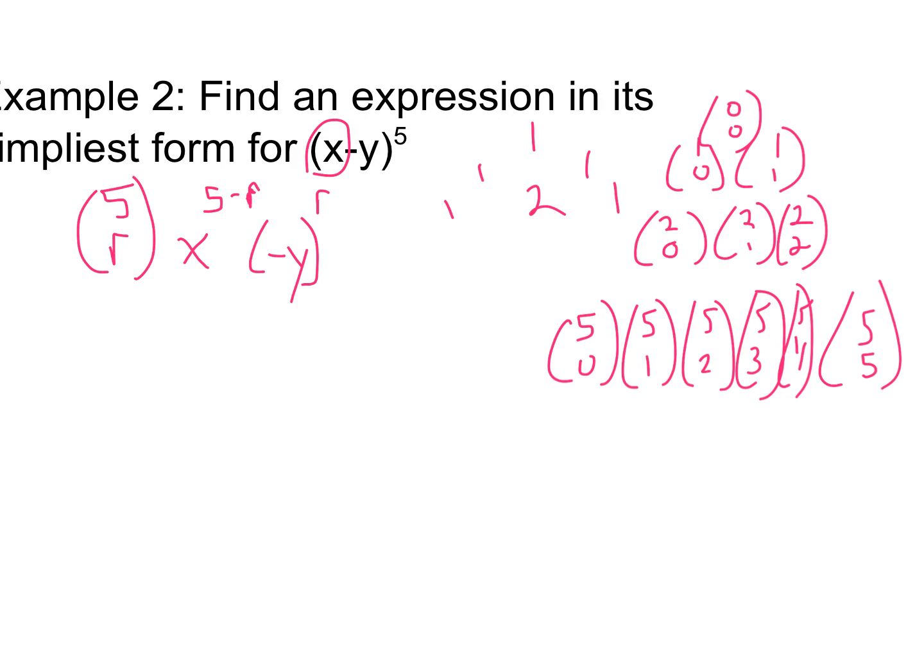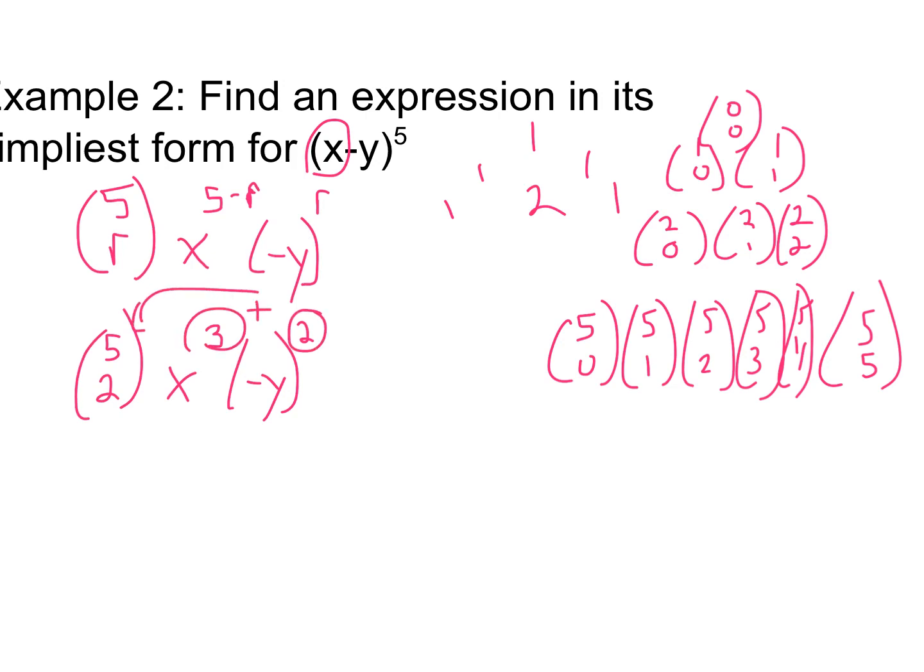If we tried that, let's do the expansion of the third term. And so we would be doing 5 choose 2, x to the 5 minus 2, which would be 3, and minus y to the 2. And remember, these exponents always have to add back up to the 5 at the end.